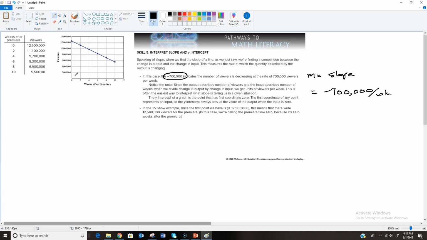Well, the y-intercept is where the graph crosses the y-axis at, and that is this point right here. So our first point is where we cross the y-axis at. And in that case, we know that that was at 0, 12 million. So the y-intercept is 12,500,000. So what's the interpretation of that?